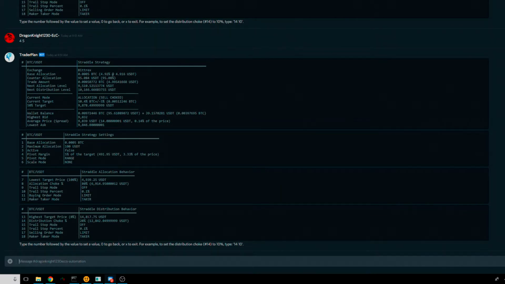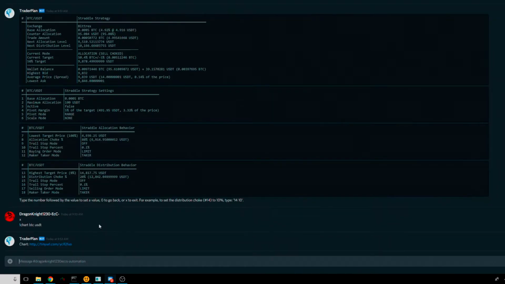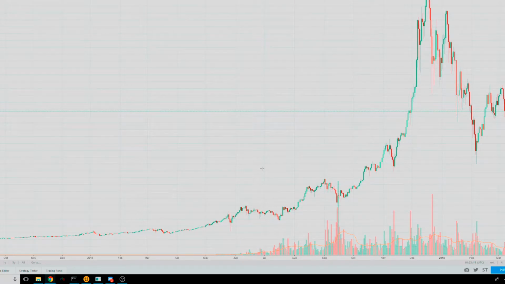So if we bring up TradingView, let me just exit strategy, which is another thing that has been implemented recently. We shall bring up TradingView. Now we've got TradingView up, we can analyze this chart at what we think would be the highest and lowest points.